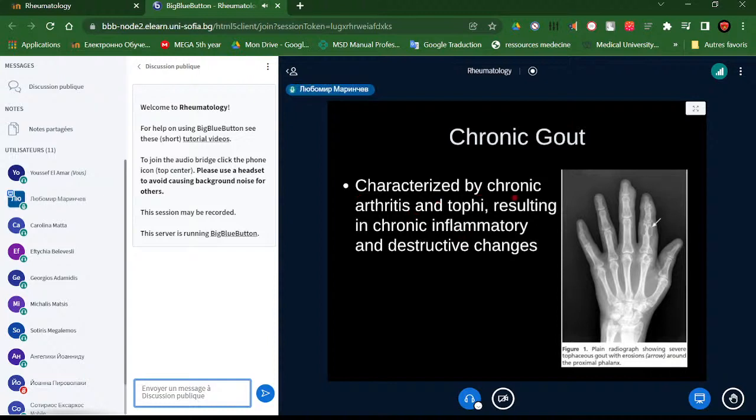Chronic gout is characterized by chronic arthritis, which lasts more than 3 months, and it comprises tophi. You see here, these two lesions are tophi, resulting in chronic inflammatory and destructive changes. Here you see destructive changes of the joints, here and here and here.